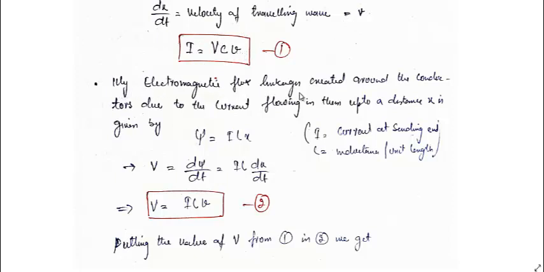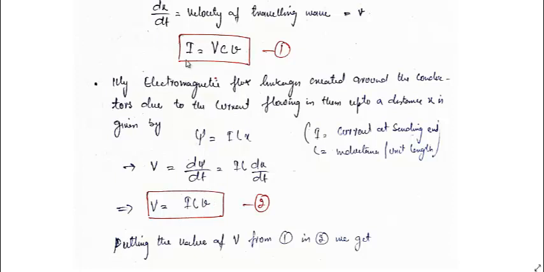Similarly, electromagnetic flux linkage is created around a conductor due to the current flowing in them. After distance x it is given by psi, the flux linkage, equal to I L x, because total inductance in this case is L into x, and inductance is flux linkage per unit current. When you multiply the current by the inductance, we get the flux linkages. So psi is equal to I L x, and we know that d psi by dt will be equal to the voltage. So voltage will be equal to I L into dx by dt. This is again equal to the velocity of propagation of the traveling wave.